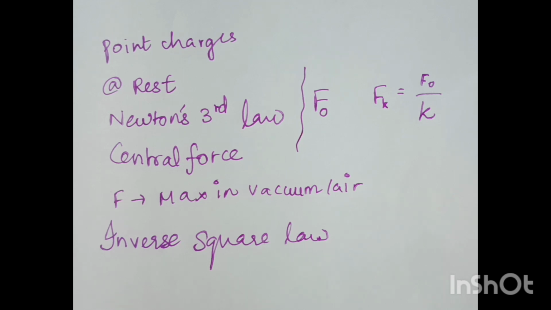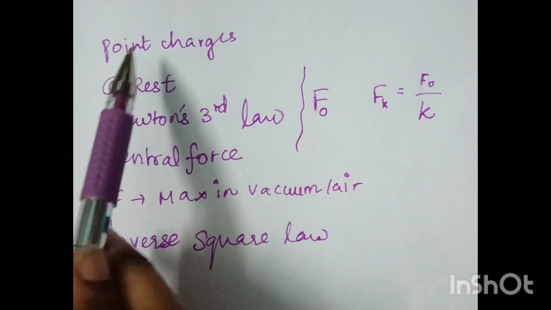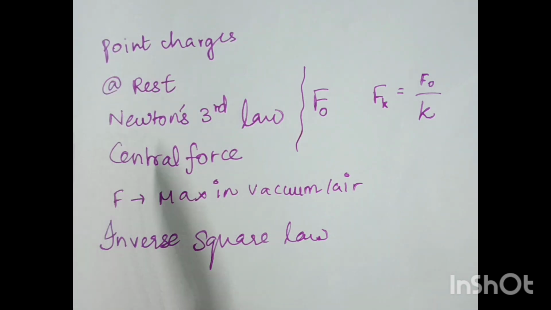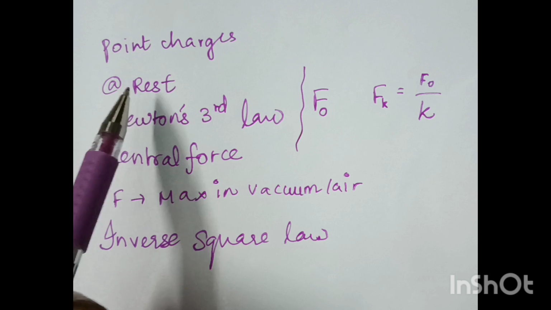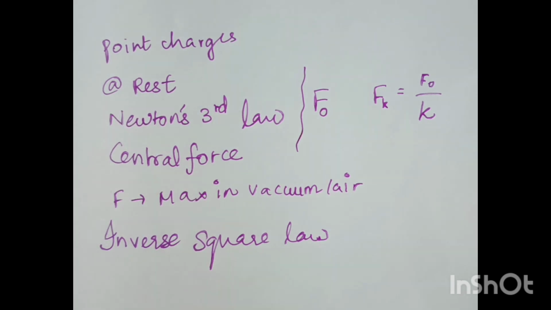Coulomb's law is based on experimental results. It is not established theoretically. It cannot be established theoretically. It is only holding good for point charges. This law is applicable for charges at rest, because charges at rest produce only electric field. Please remember this point. Charges at rest only produce electric field, but charges in motion produce both electric field and magnetic field. So Coulomb's law is not for charges in motion, it is only for charges at rest.